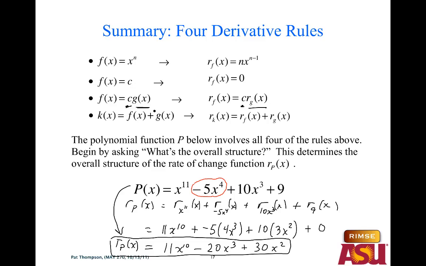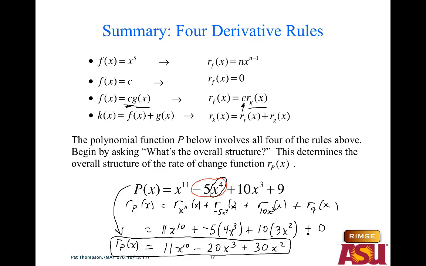Where did you get the 4x cubed? Okay, does that make sense, first of all? Do you see that the negative 5x to the 4th is of this form? It's a constant times a function. So what is the rate of change? We're going to hold on to the constant, negative 5, and then take the rate of change of the function. What's the rate of change of x to the fourth? That's using rule 1. So I did kind of two steps at once. I held on to the negative 5 according to rule 3, and then I also evaluated the rate of change of x to the fourth.